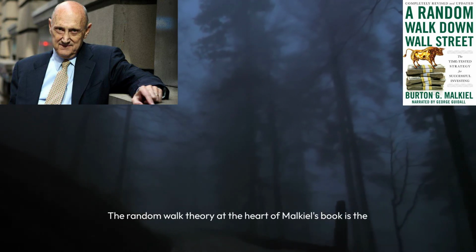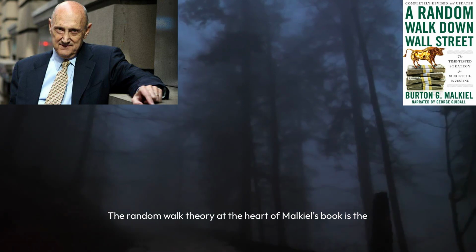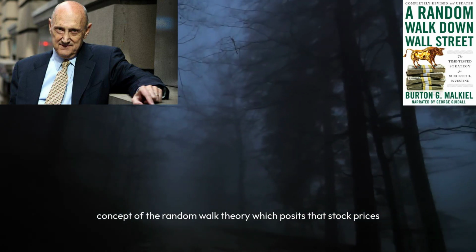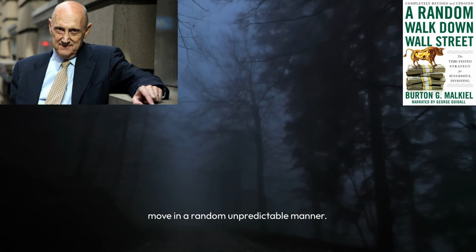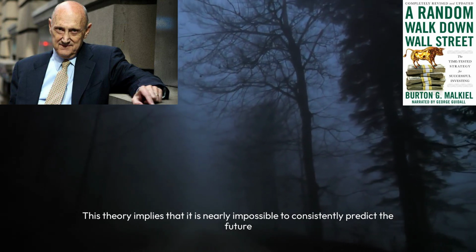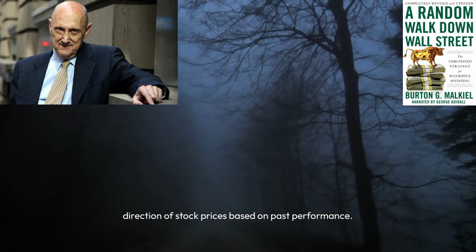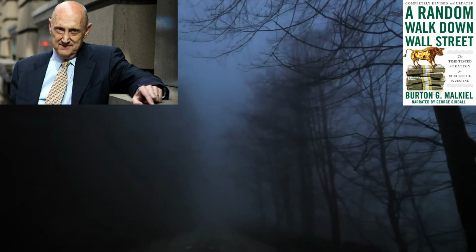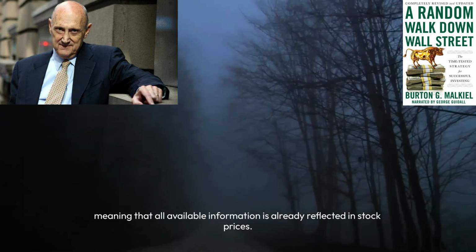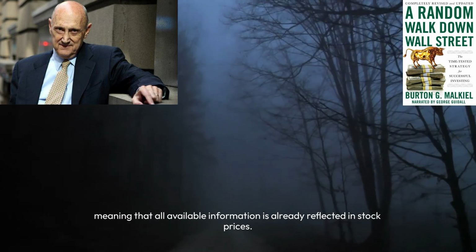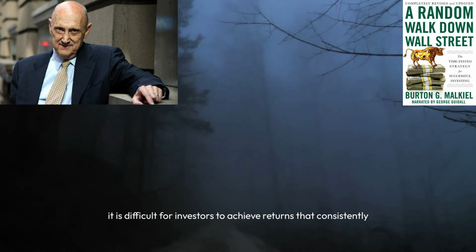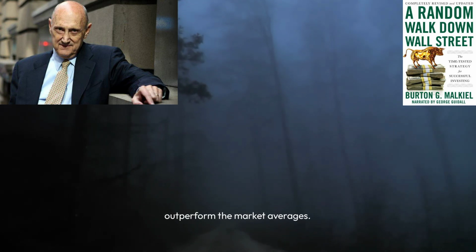The random walk theory. At the heart of Malkiel's book is the concept of the random walk theory, which posits that stock prices move in a random, unpredictable manner. This theory implies that it is nearly impossible to consistently predict the future direction of stock prices based on past performance. Malkiel argues that the stock market is efficient, meaning that all available information is already reflected in stock prices, and as a result, it is difficult for investors to achieve returns that consistently outperform the market averages.